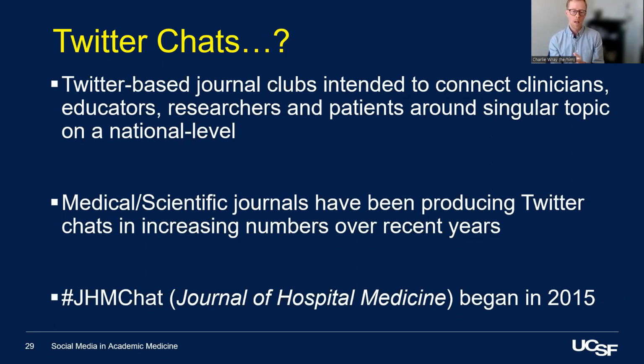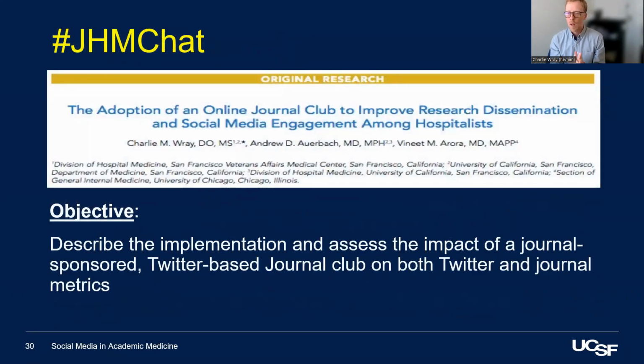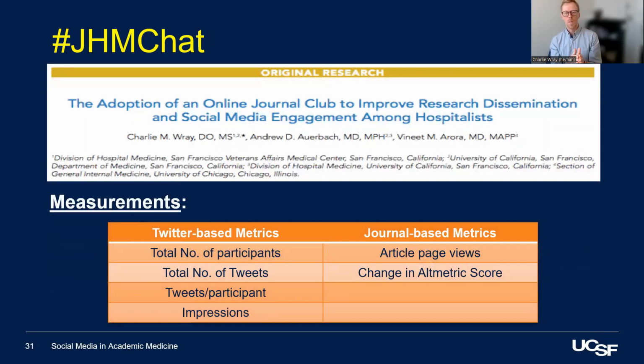But I've had people tell me who have engaged with us that indeed it has expanded their networks on multiple levels as well. So like any good researchers, what did we do? We wrote about it. We published this article several years ago describing the implementation and sort of assessing its impact on certain metrics. And so we looked at Twitter-based metrics, such as the number of participants, number of tweets, impressions, that sort of thing. But we also wanted to see from the journal side, the bibliometric aspects. So how many people are looking at the articles we're discussing? Are there changes in the altmetric score because of these discussions as well?